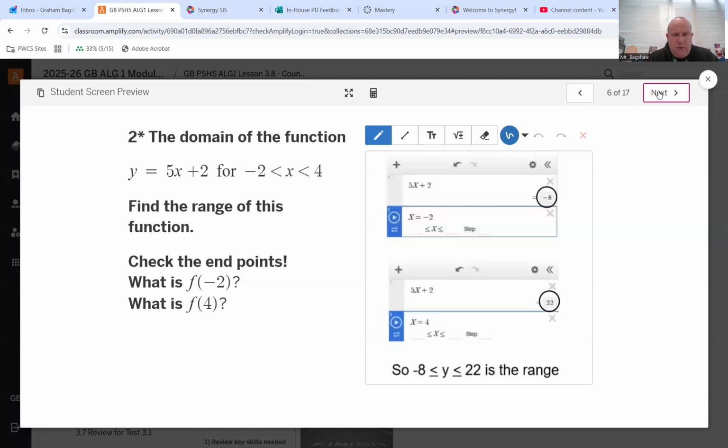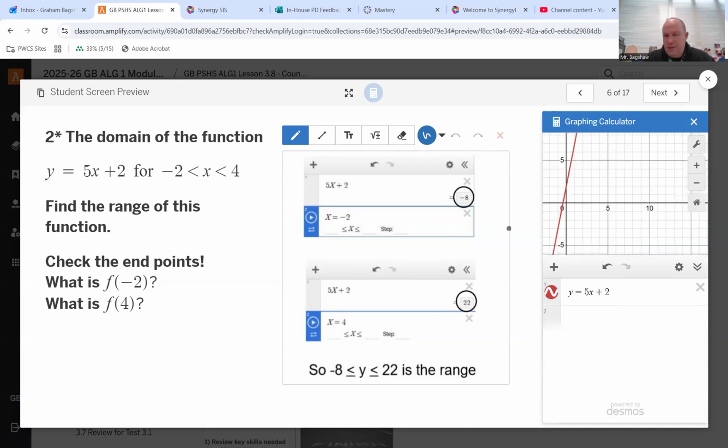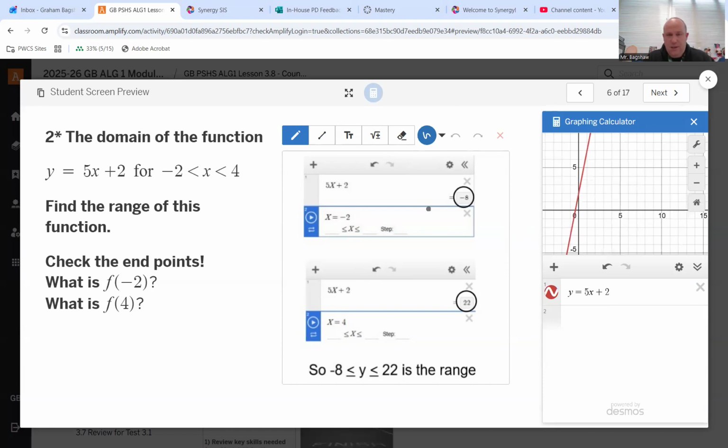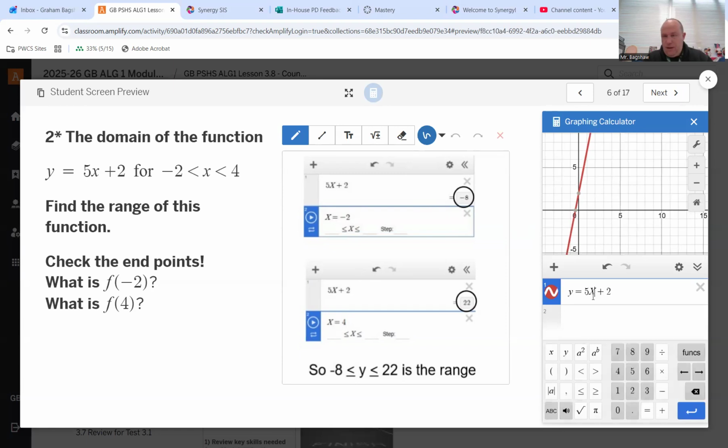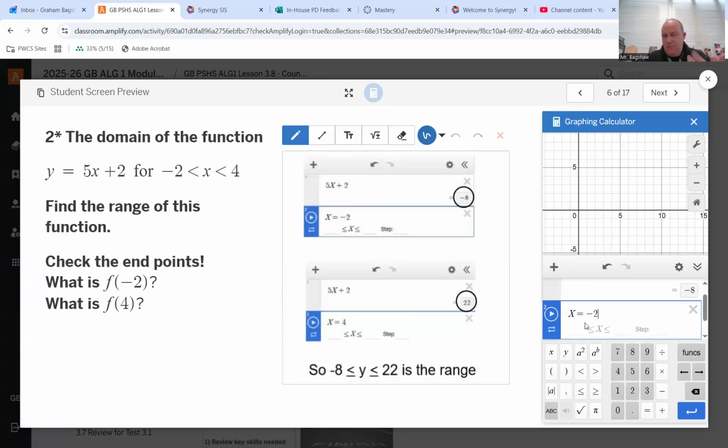The domain of the function y equals 5x plus 2, for those values there, find the range of this function. So once again, we're finding the y values. This is one of those where we use our slider tool. If I just open up my calculator quickly and type in y equals 5x plus 2, then you can see it's drawing a graph here, which is not what I want it to do. That's why we put in the capital letter here. So if I put 5x plus 2 and just delete the y equals part, it'll let me add a slider. And then I can change it to whichever number I like.